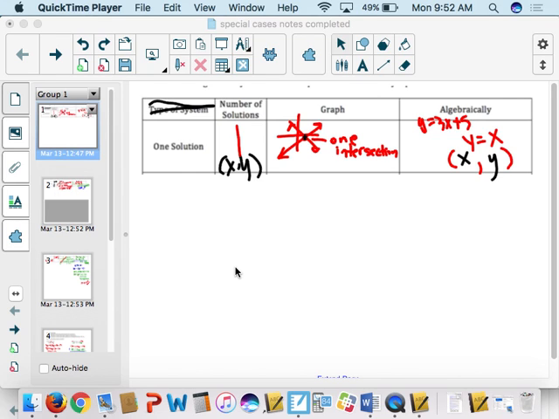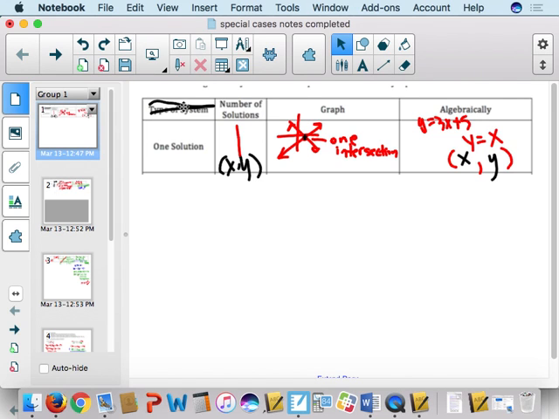These are the notes for special cases. The first thing that I need you to do is to cross off the title of the first column, which said types of system. I made this note guide last year, and I'm not happy with that phrase there. So we're crossing that off.